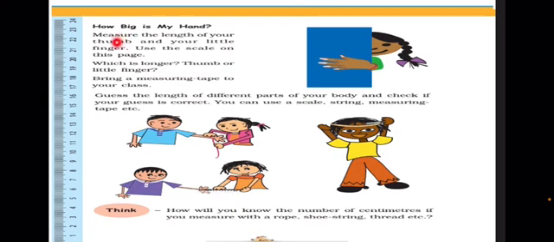How big is my hand? Measure the length of your thumb and your little finger. Use the scale on this page. Which is longer, thumb or little finger?